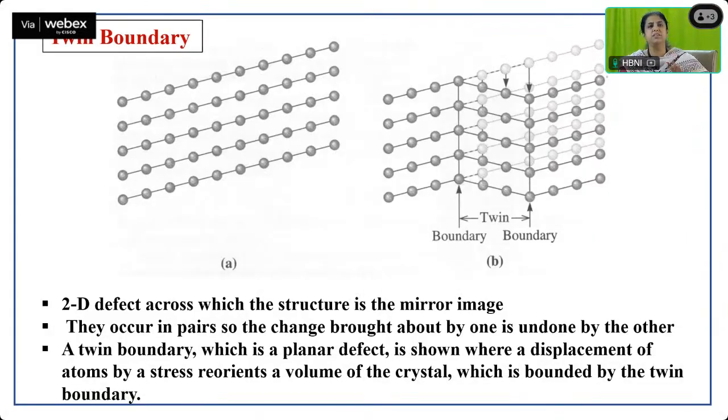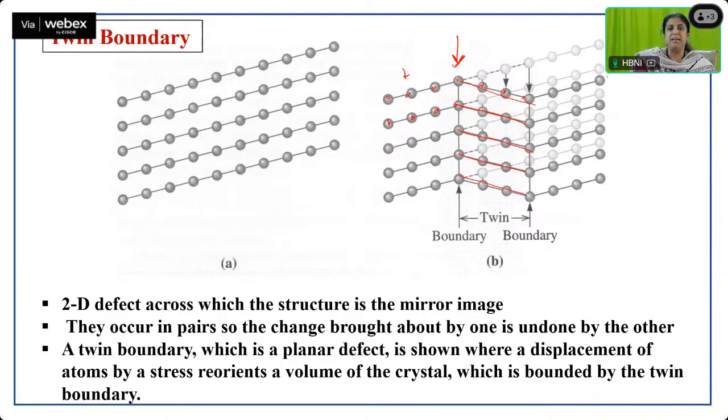Okay, twin boundary. Now, this is very interesting. Twin boundary, as the name suggests, occurs in couples, in pairs. It does not occur as a single boundary. Now, what happens is, it is a 2D defect across which the structure is a mirror image. So this is my structure. If I have a twin boundary here, this is the orientation of the atoms. Across this boundary, it is a mirror image of this. This is my original structure, and the one that I'm talking about here is the mirror image.